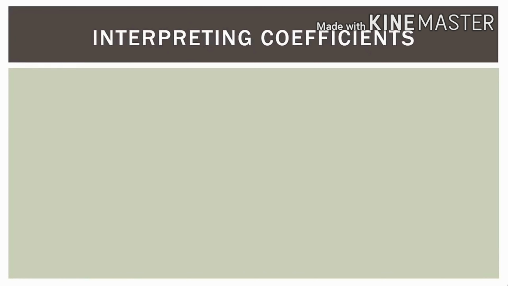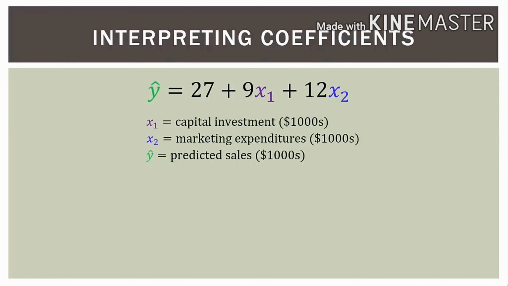So how do we interpret the coefficients in multiple regression? They're interpreted a bit differently than they are in simple linear regression. Let's take this example. We have y hat equals 27 plus 9x1 plus 12x2. Everything we see here is in thousands of dollars. So x1, our first variable, stands for capital investment in thousands of dollars. x2 stands for the marketing expenditures in thousands of dollars, that's there in the blue. And of course y hat is our predicted sales in thousands of dollars. So everything is in thousands of dollars. We have to keep that in mind as we go about interpreting it.